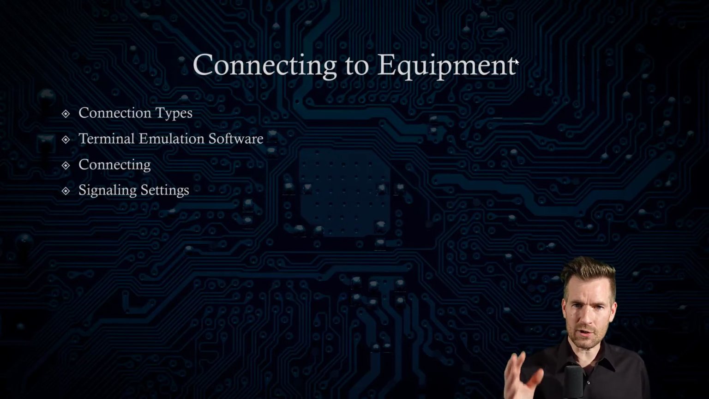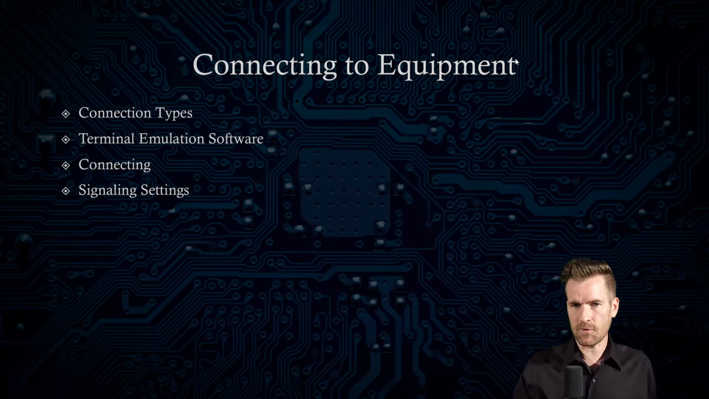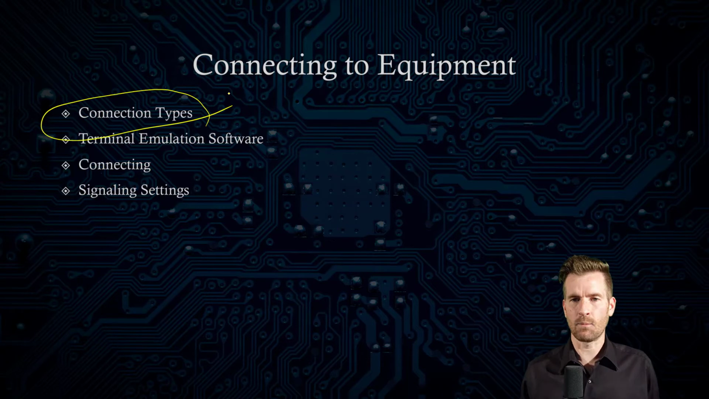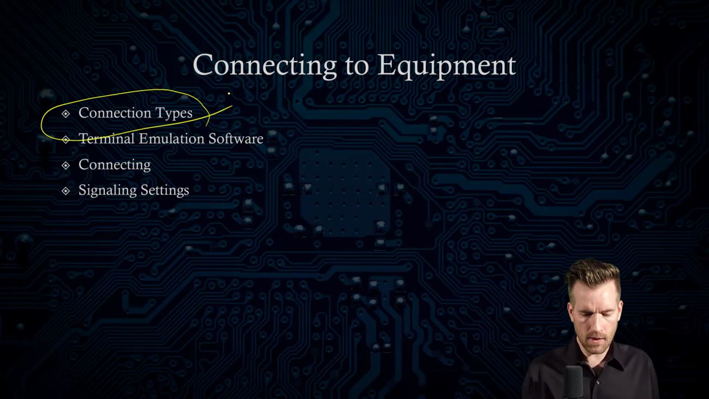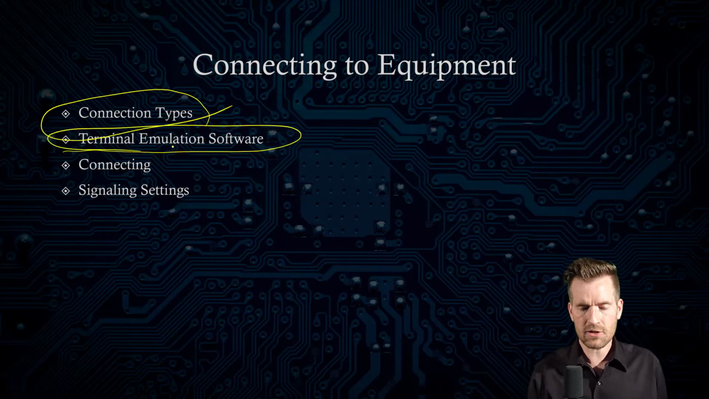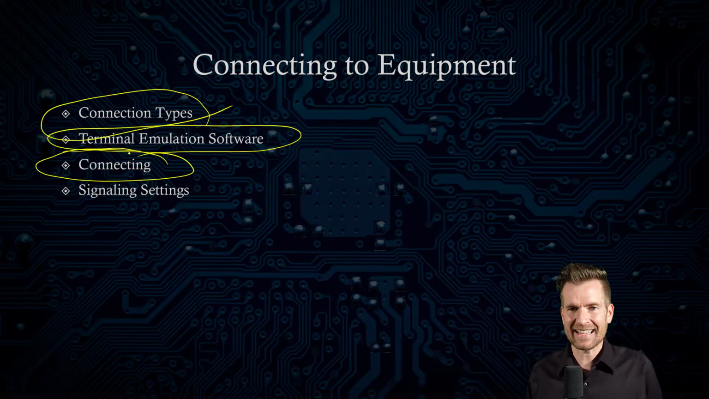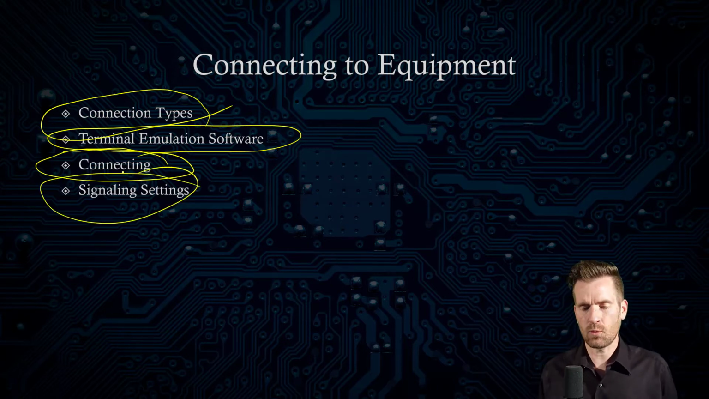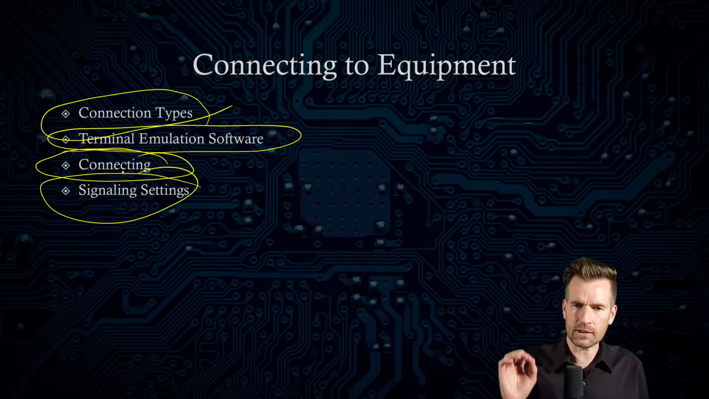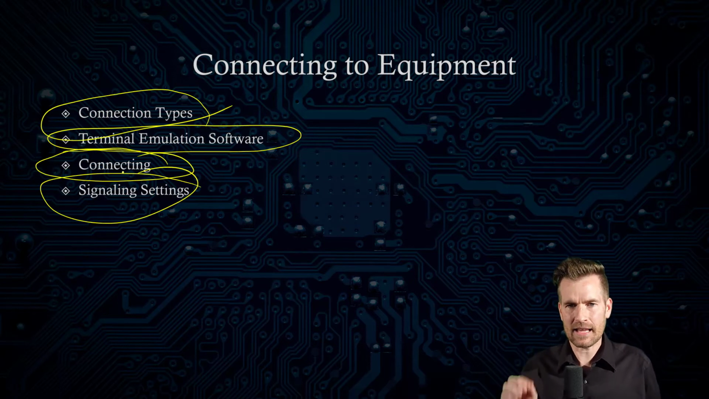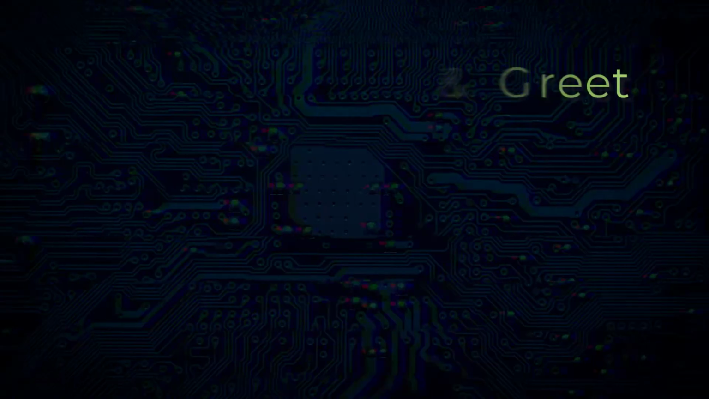What we do want to do is set you up for success in the future to really understand this stuff. So we're going to talk about connection types and some ways that we can connect into our systems, into our equipment. We're going to talk about terminal emulation software, what it is and why it exists. We're going to talk about how to make that connection to those devices. And then finally, we'll end with talking about signaling, so that way we can make sure we get the right settings and connecting into our equipment.